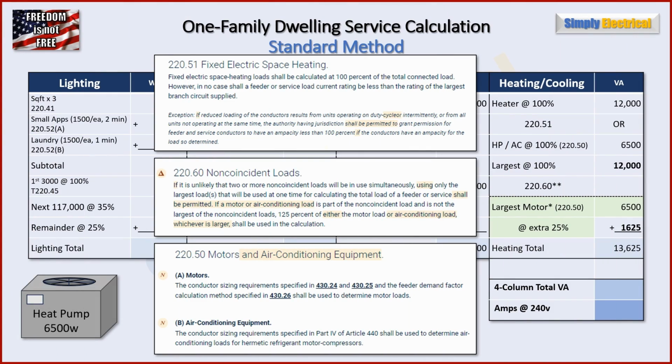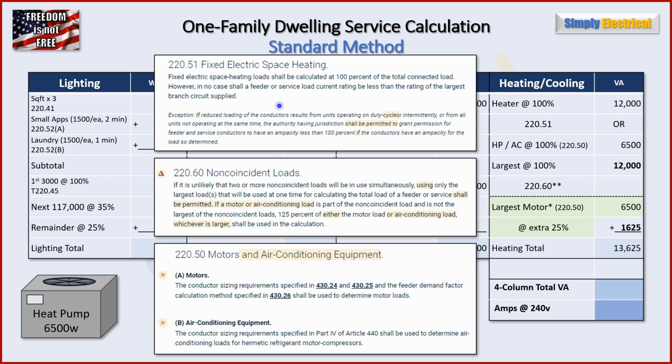Okay, now we're going to move to our last column, which is heating and cooling, and we're going to go to 220.51, fixed electric space heating. Fixed electric space heating loads shall be calculated at 100% of the total connected load. So there are no demand factors applied here, but it also tells us we don't have to add the 25% extra that we would if it was a branch circuit. And then it gives us a sentence that says, however, in no case shall a feeder or service load current rating be less than the rating of the largest branch circuit supplied.